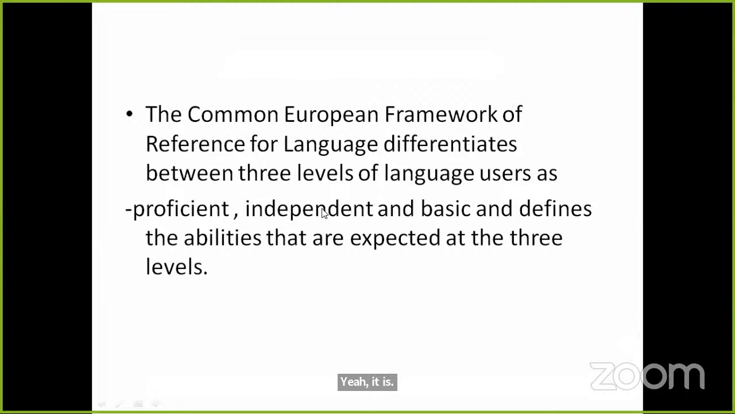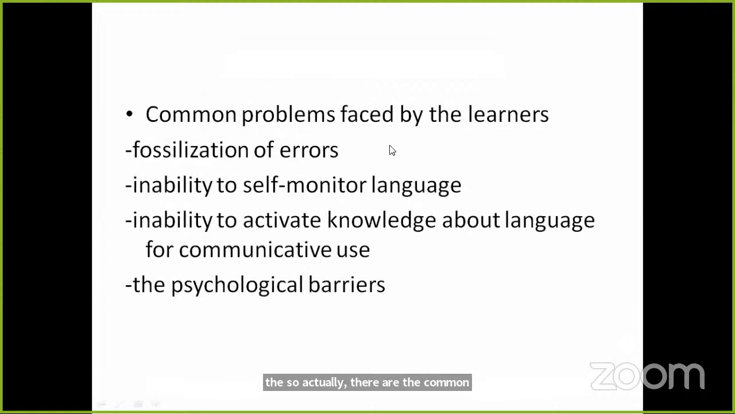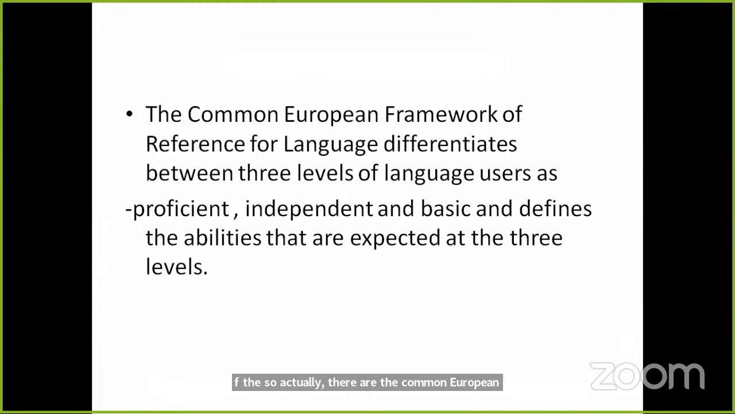Anyways, guys, let me come to another point here. The Common European Framework of Reference for languages differentiates between three levels of language users. We can categorize the people using this language into three categories: one is proficient, one is independent, and the other one is basic, and it defines the abilities that are expected at the three levels.